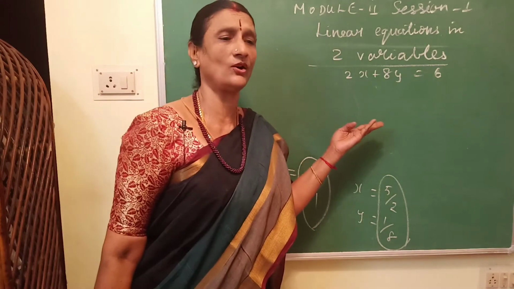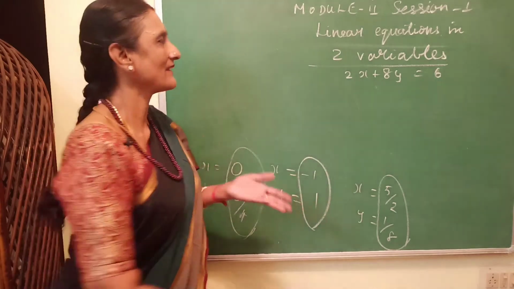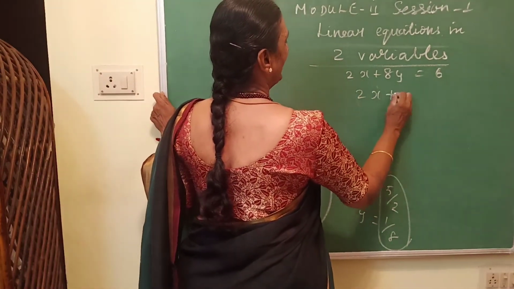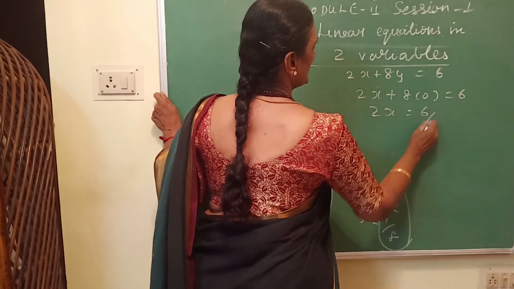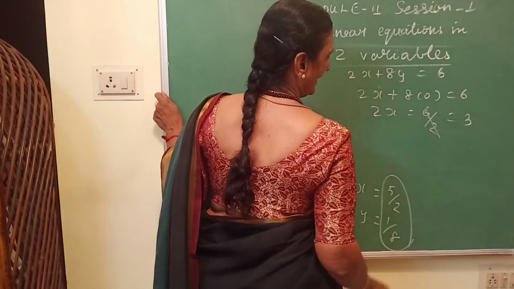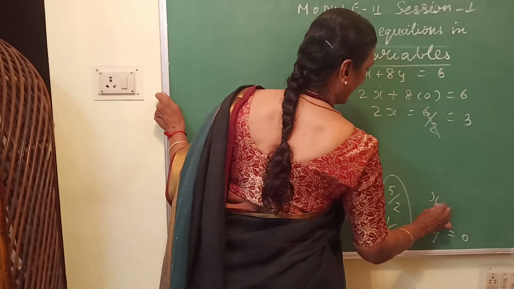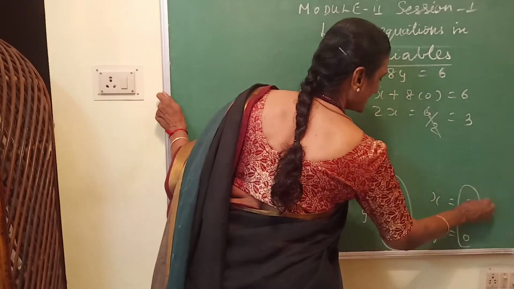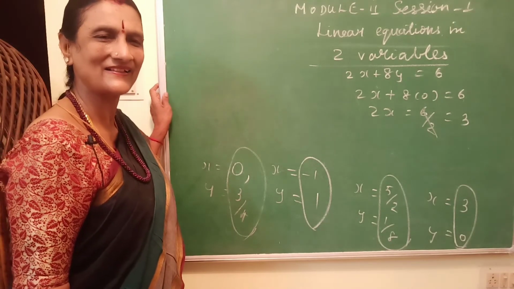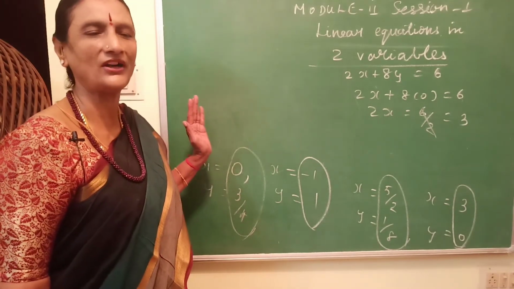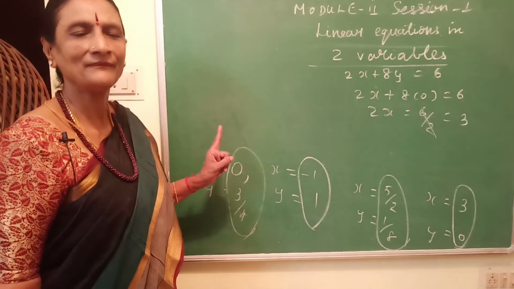Someone else suggested 0 for y also. So, we can have 0 for y this time. So, you get 2x plus 8 into 0 is equal to 6. So, 2x is equal to 6, x is equal to 6 by 2, you get 3. Therefore, when y becomes 0, then x will become 3. So, this is one set of values. By looking at all these 4 examples, what do you understand? I want you to infer some point in that. Shall we find out?